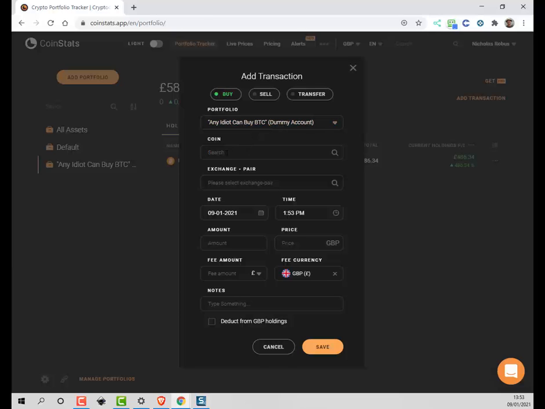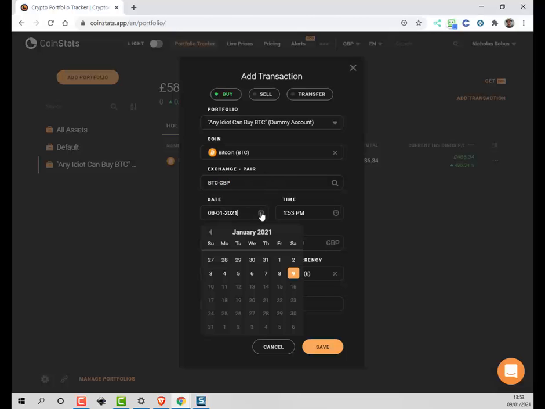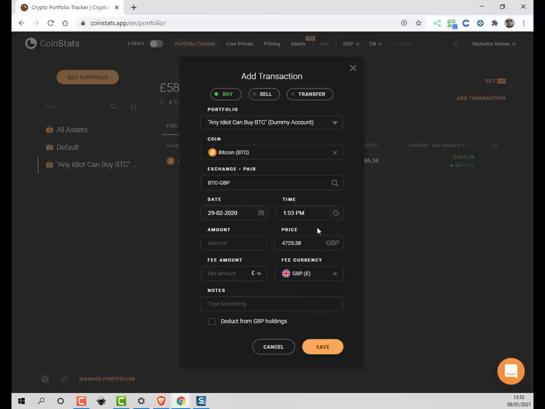So we've got to first of all put the coin in. So we're going to choose Bitcoin. The exchange pair is going to be BTC-GBP for British pounds. So we'll choose the date. We're going to go back to February 2020. We're going to do the last day of the month, the 29th. The price of Bitcoin had fallen then to £4,725.38. So what I need to do is copy that.